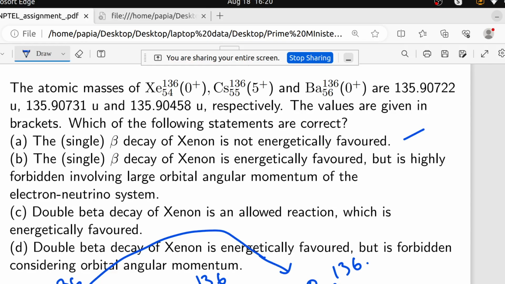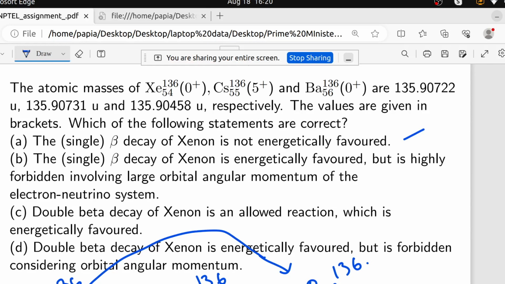In double beta decay, 54 will go to 55, then 55 will go to 56. That is possible. So in double beta decay xenon can go to barium, but in single beta decay Cs can go to barium. That is the condition. Okay, this is the very simple one. Now coming to these things, this mass.